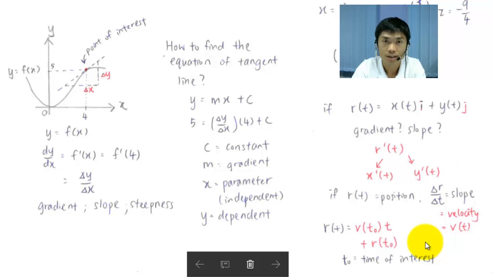And this is how you get the tangent line of a particular point on the 2-space or 3-space curve. I have some exercises in the self-assessment test, so maybe you can try it out on your own to check whether you understand this concept or not.